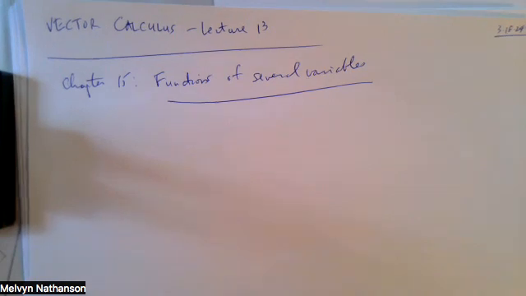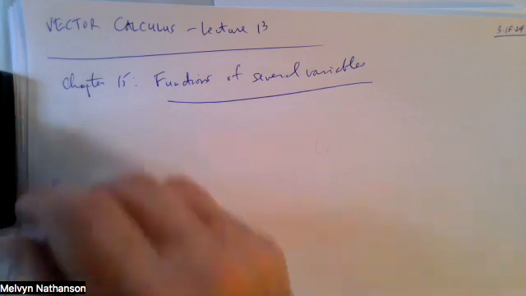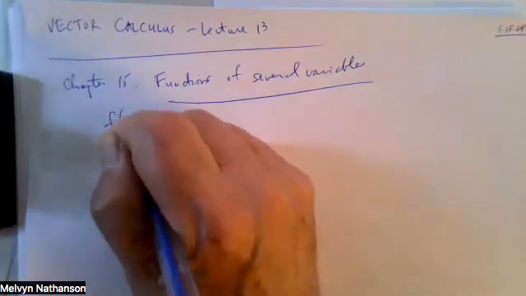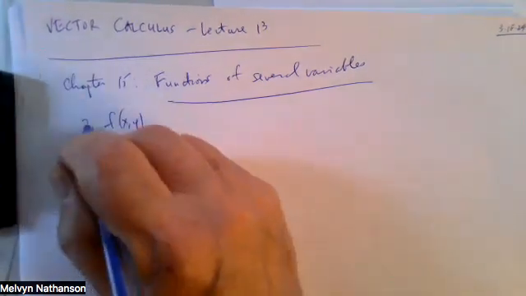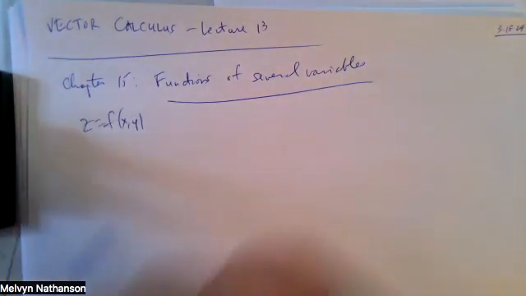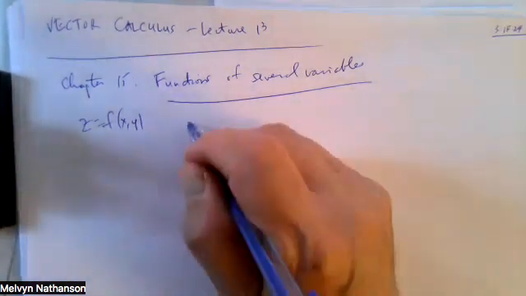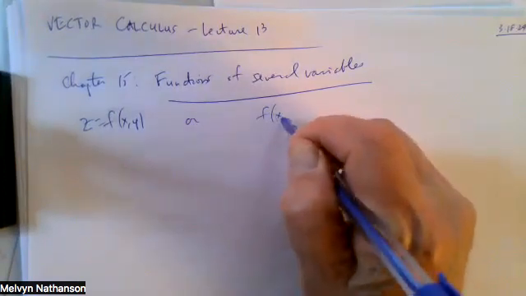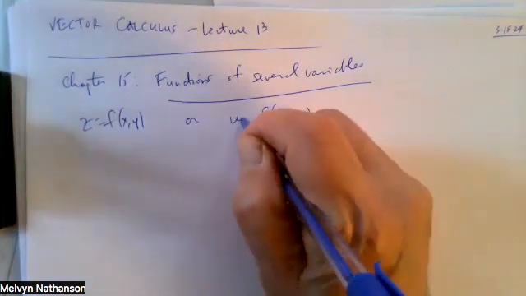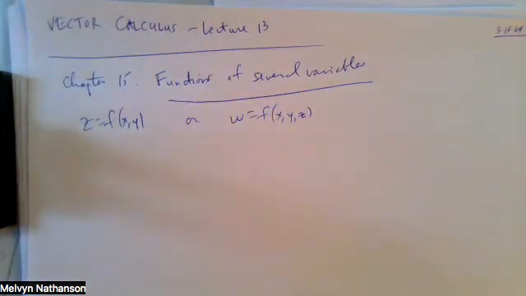And you might have a function of two variables. So if the variables are x and y, maybe z is f of x, y. This is a function of two variables. Or a function of three variables, x, y, and z. And let's say we let w be f of x, y, z.